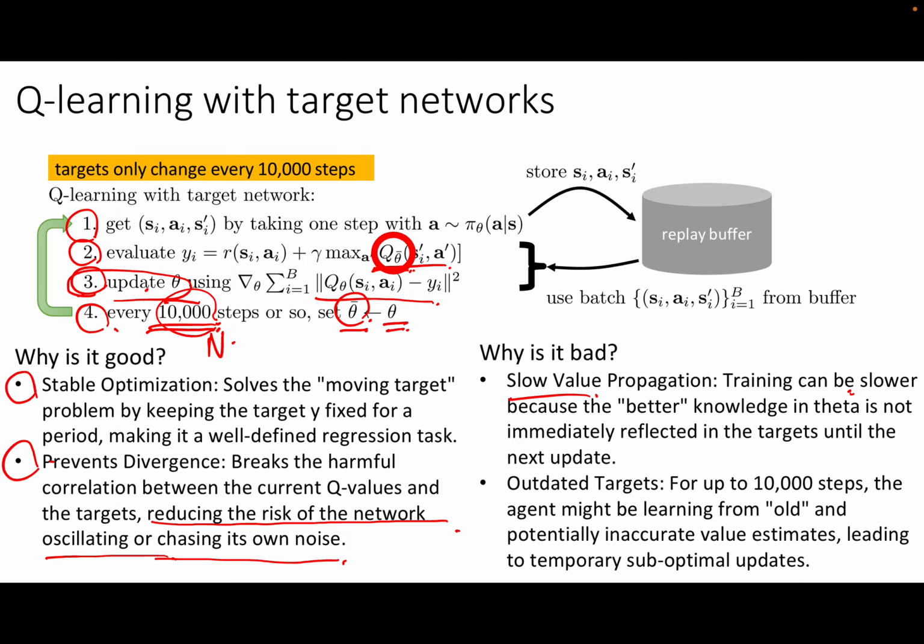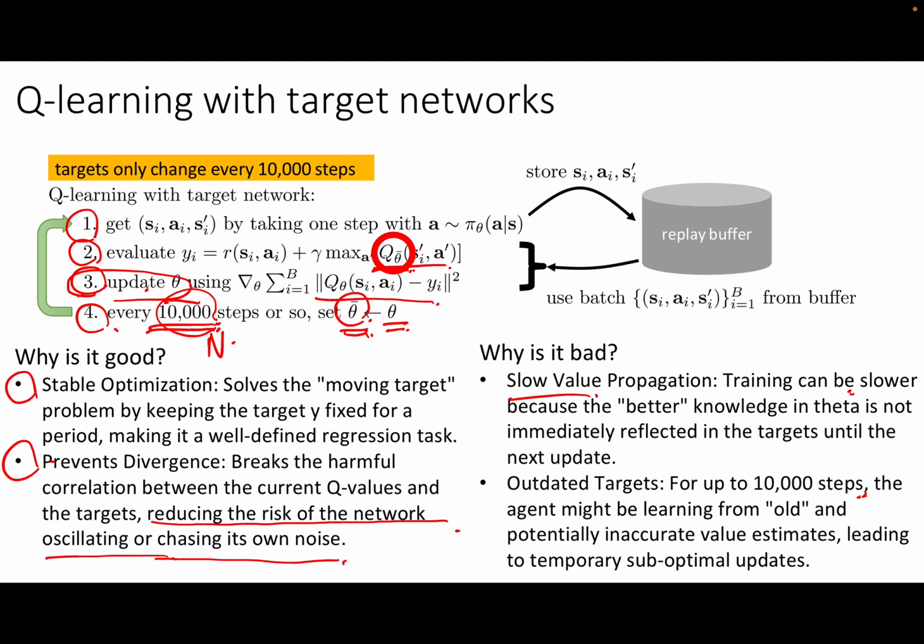Our Q function has trained enough, but Q theta bar is still too outdated, so the knowledge included in our Q theta is not actually propagated to our Q theta bar. So the training can be slower, although it can be more stable. That is the bad thing. Another bad thing is the outdated target. It's a similar thing. For up to 10,000 steps, the agent might be learning from old and potentially inaccurate value estimates, leading to temporarily suboptimal updates, right?